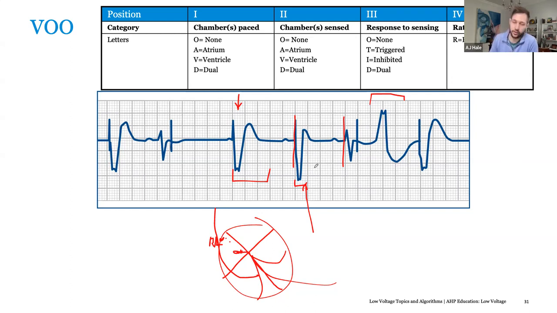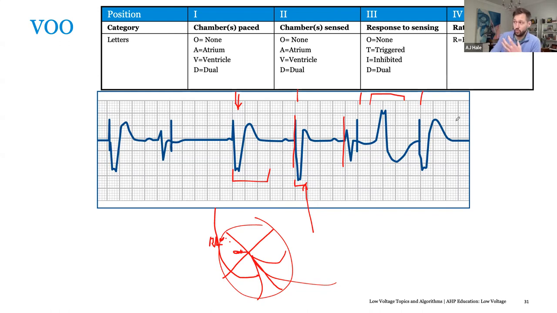So I know this is kind of roundabout and a little segue here, but I got a little distracted. But in general, what we're seeing in VOO, and you'll see a lot of this weird stuff, and that is one inherent problem with VOO, right? Is the device doesn't know any better. It just paces 60 beats a minute, if that's how it's programmed, forever.